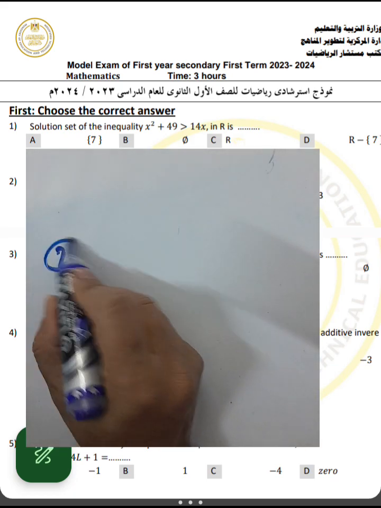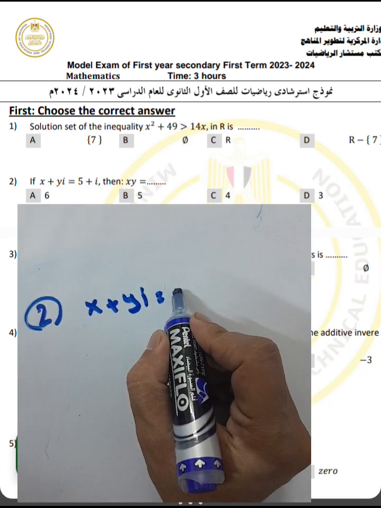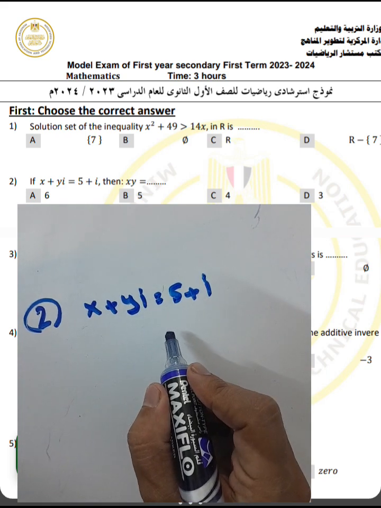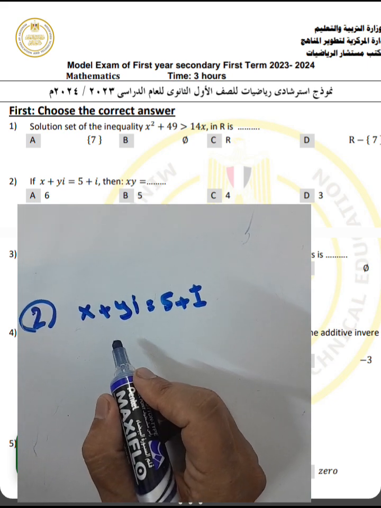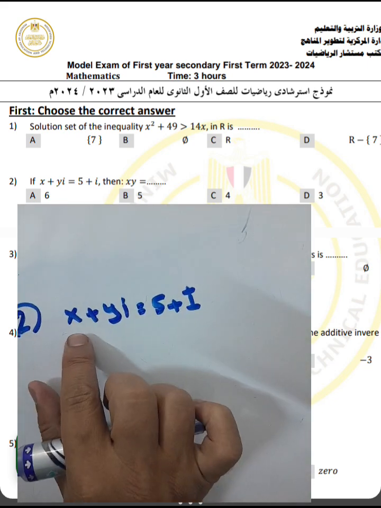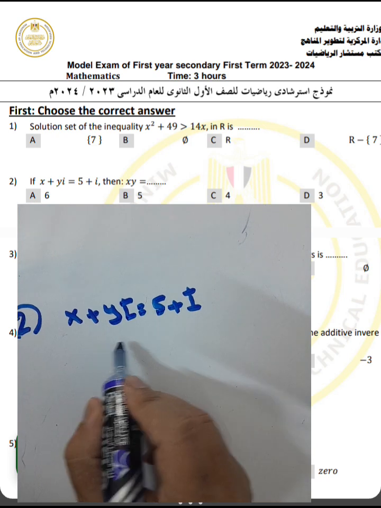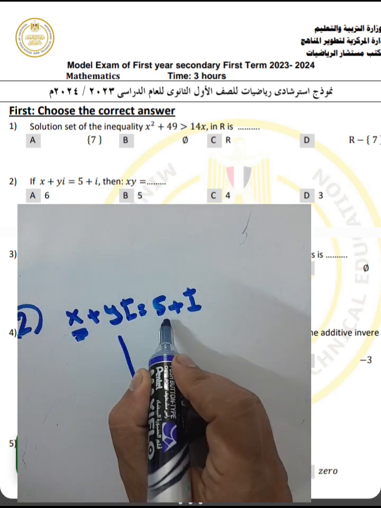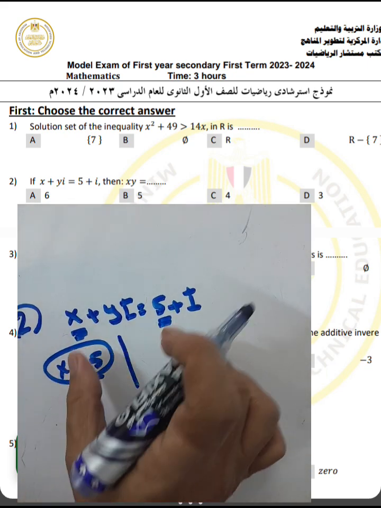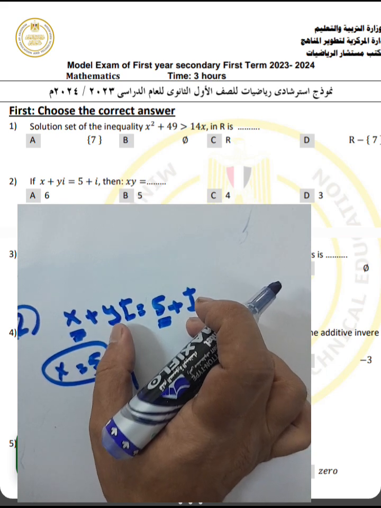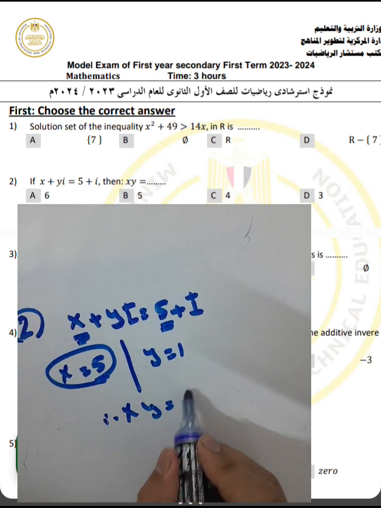Question number 2. If x plus yi was equal 5 plus i, you want to find x times y. x product by y. First step, x plus yi equal 5 plus i. It means x here will be equal 5. Okay, the real parts will be equal, and the imaginary parts will be equal, y equal 1. Then x times y, 5 times 1, it will be 5.